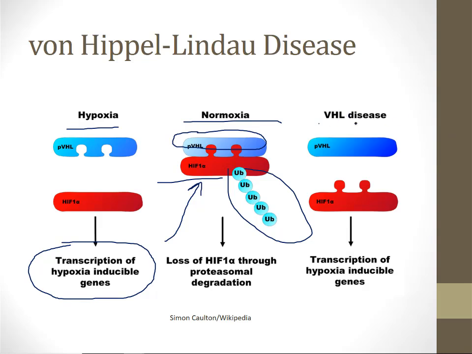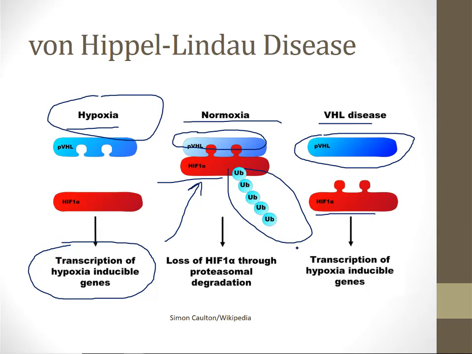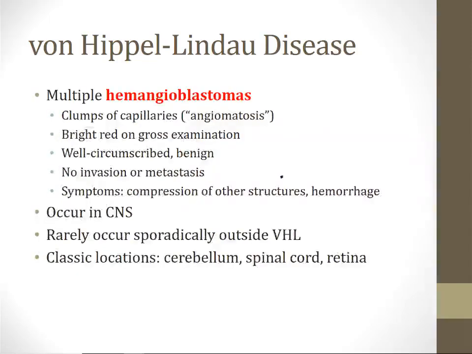When you have von Hippel-Lindau disease, the von Hippel-Lindau protein is abnormal and it never binds to hypoxia-inducible factor. Therefore, the cell is going to always behave as if it's in a hypoxic environment, and genes are going to be transcribed that lead to blood vessel growth. And this is what happens in von Hippel-Lindau disease. If you know that, then it's easy to understand that in von Hippel-Lindau disease, patients develop multiple hemangioblastomas.